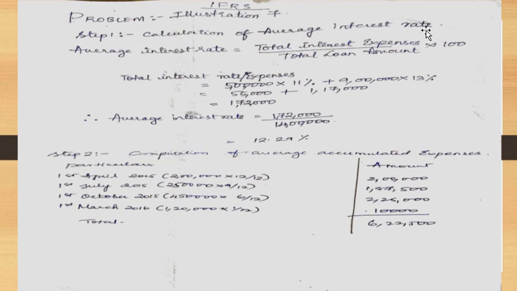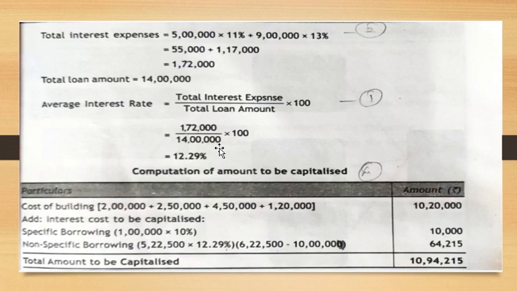As we have calculated, the expenses are 6,22,500. Now we will calculate the average interest rate. The average interest rate formula is total interest expenses divided by total loan amount into 100. Here we need to calculate the total interest expenses, as we calculated only the interest amount. So now we will calculate the total interest expenses incurred.